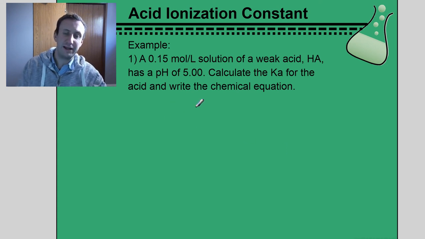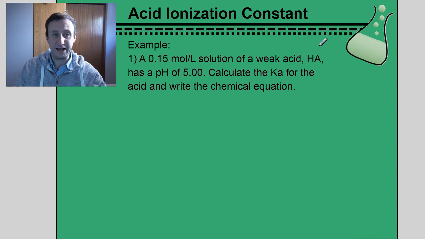So this one is calculating a Ka, so I have a 0.15 mole per liter solution of a weak acid. Normally for a weak acid, when it's unknown and we don't have a formula for it, we just call it HA, meaning that H is our proton, of course, and then A is kind of for acid. It has a pH of 5.00. Calculate the Ka for the acid and write the chemical equation.